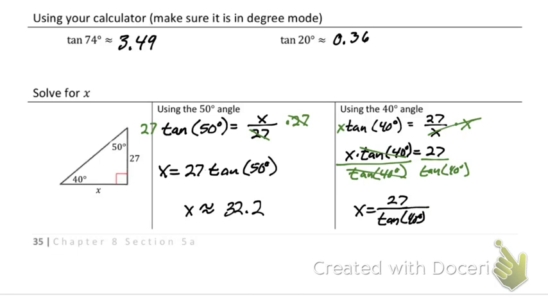And what is 27 divided by the tangent of 40 degrees? 32.2. Crazy, huh? It's the exact same thing. You should get out the exact same thing.